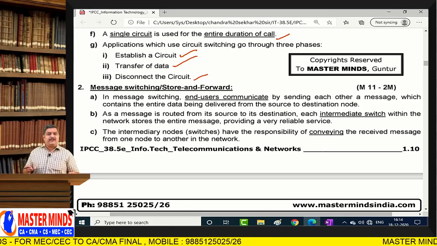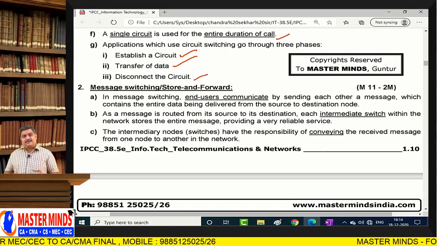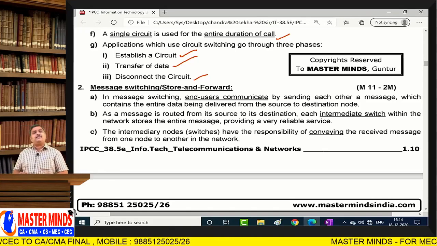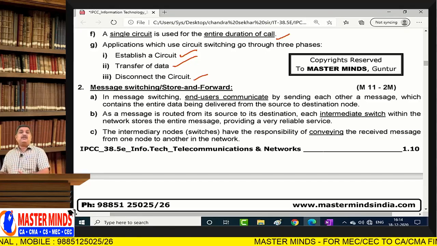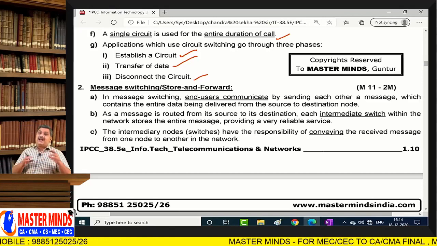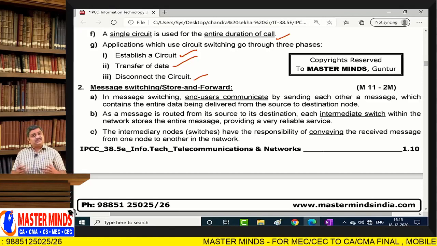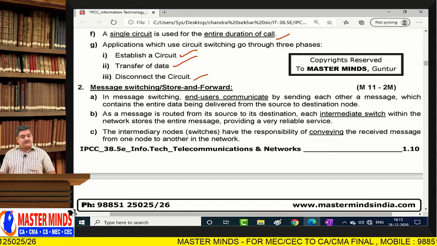So in order to understand circuit switching, it is very easy, because you just take the example of how you make a call and how a dedicated line is established between yourself and the receiver and how you are talking. The same thing happens in the computers also. That is the technique of circuit switching.